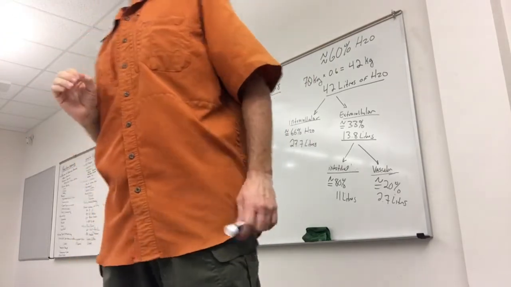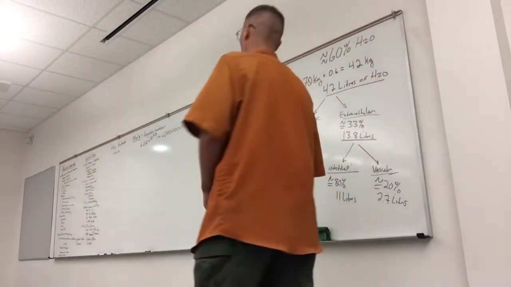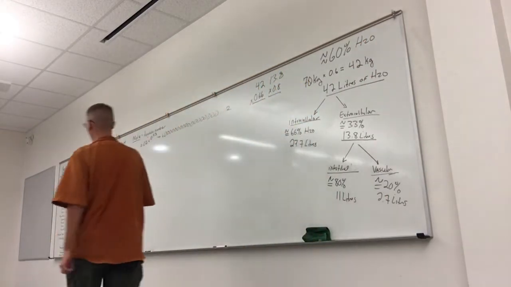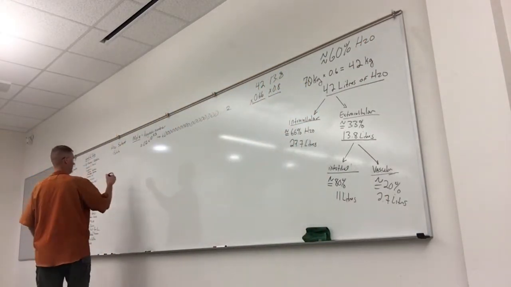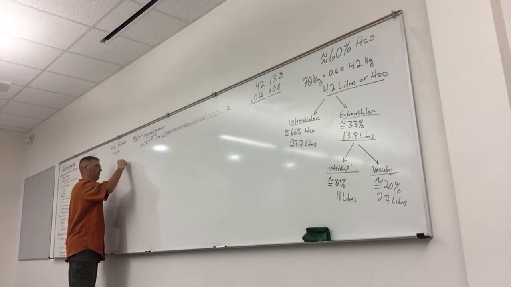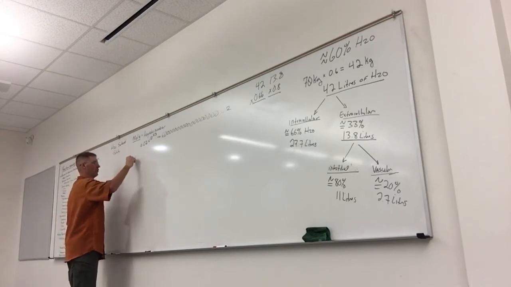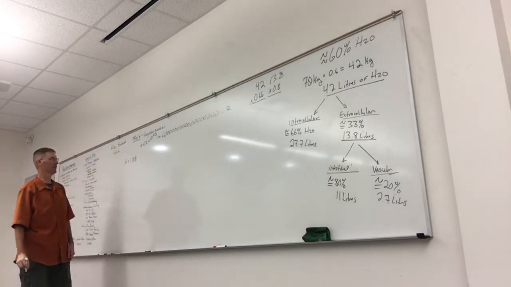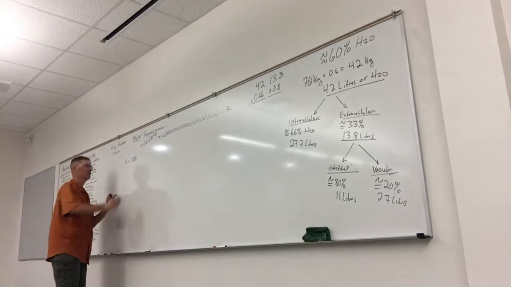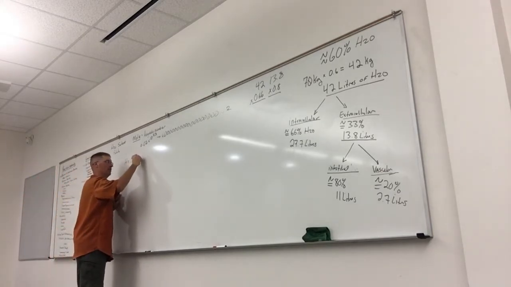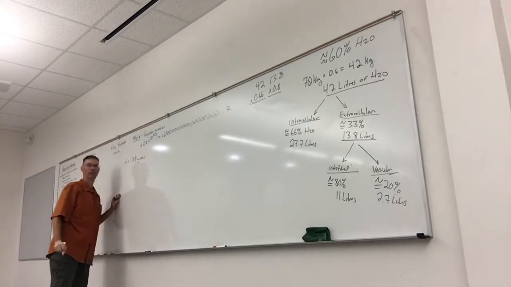So look at hydrogen. What is the atomic weight or mass of hydrogen? It's 1 and some change. It's 1.008. So if I have a mole of hydrogen, I have 1.008 grams of hydrogen. All right?